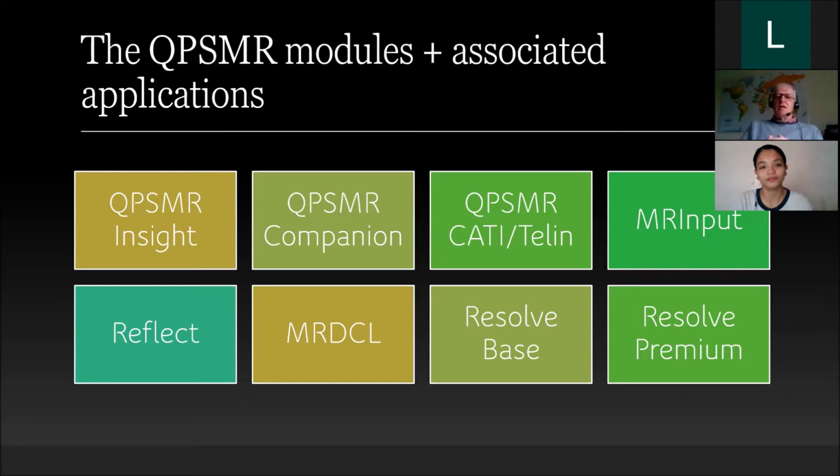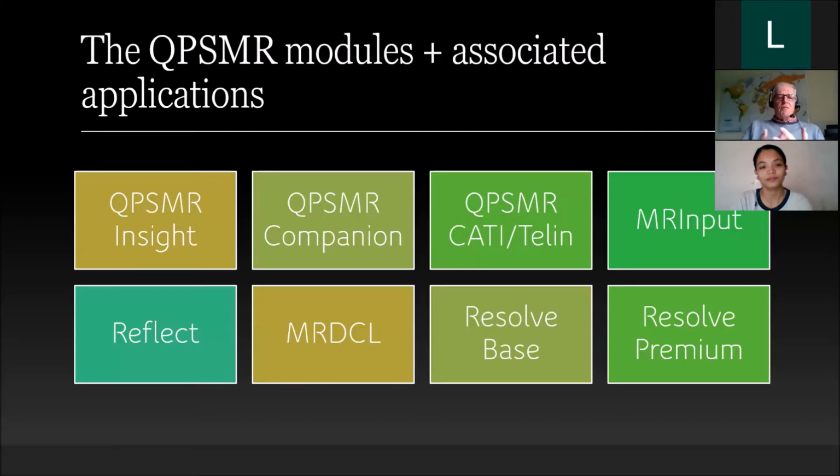MR Input is another tool that comes in the QPSMR bag, if you like. That's a free tool. That's free to distribute to anybody. That allows people to enter data from questionnaires, typically on paper, but it could be used in a CAPI situation as well. And that's free to distribute. There's no limit to the number of licenses that you distribute to anybody you want to, your clients, anybody. And that's still a free module that's available.